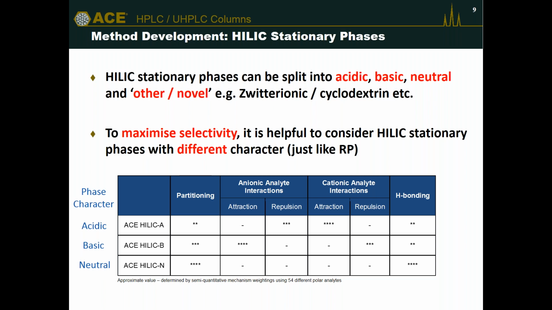So here we have on the screen 3 different types of column chemistries. We have an acidic phase, a basic phase, and a neutral phase. And you can see from the table that we've characterized these different phases depending on some of their properties. For example, we've examined the partitioning of different analytes into the adsorbed water layer. We've looked at anionic analyte interactions and cationic analyte interactions. We've also looked at hydrogen bonding.